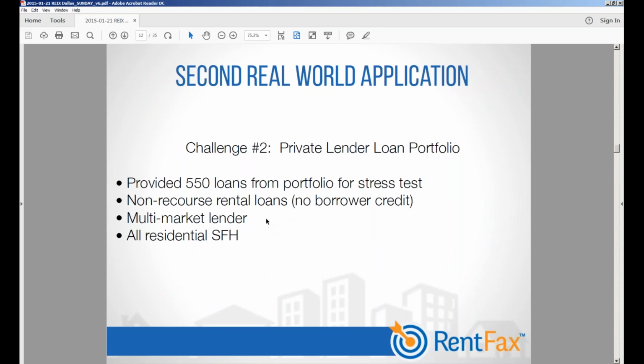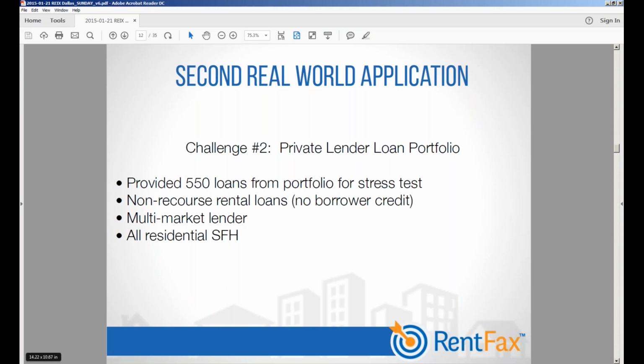So I'm going to move on to the second application or case study, and this actually had to do with a private lender. So again, we did a stress test for this lender. They provided us 550 loans. These are all non-recourse rental loans. So what non-recourse rental loans means is that the underwriting and the decision making primarily resides on the asset itself.